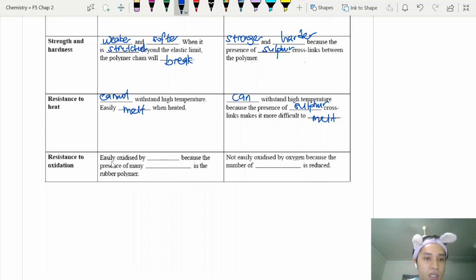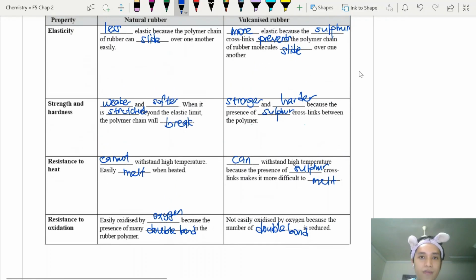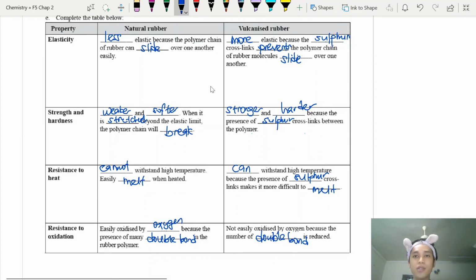Next, oxidation. Natural rubber is easily oxidized by oxygen because you have many double bonds. Here there are no more double bonds, because we already vulcanized it. The number of double bonds is lesser since we already vulcanized it. So we say that vulcanized rubber is better and stronger than natural rubber because of that. These are the comparisons between the two that you must know when they ask you. Normally this one will be in your essay.